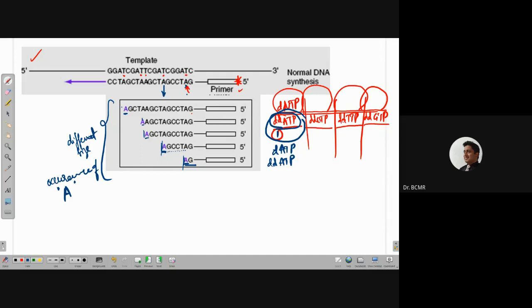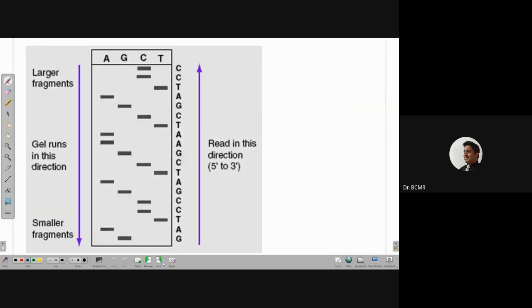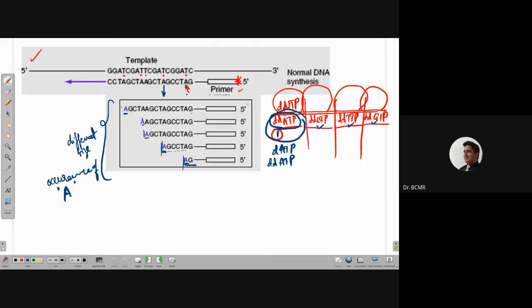Okay. So like that, in the 4 reactions, one is for adenine, another for cytosine, one for thymine, and the last one for guanine. And then one will run the gel, and as you can see here, they're all of different sizes. That means they would have traveled different lengths.